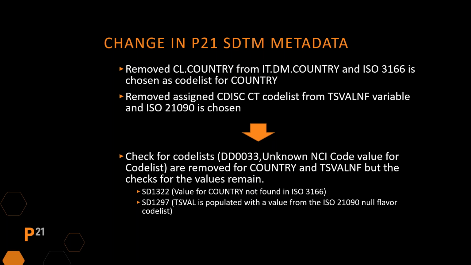But this does not mean we don't check for country and TSVALNF. We still have SD1322 and SD1297 that check the values for country and TSVALNF. Specifically, SD1322 is a check for a value for country not found in ISO 3166, and SD1297 is a check that TSVALNF is populated with a value from the ISO 21090 null flavor code list.